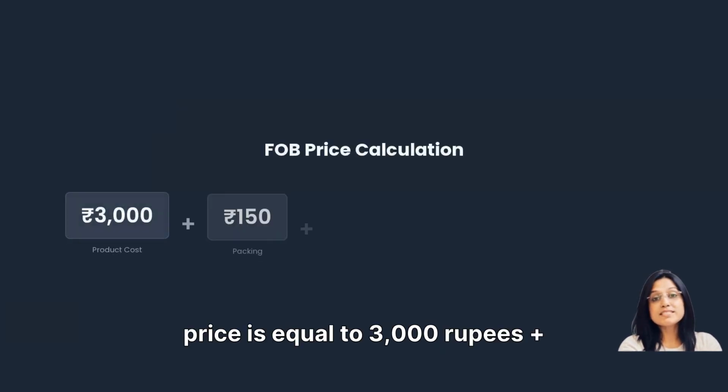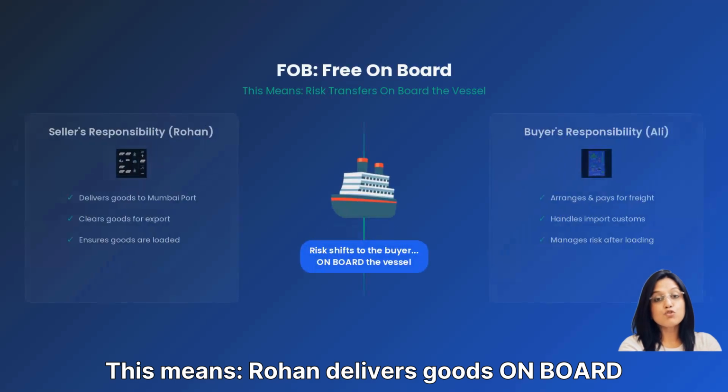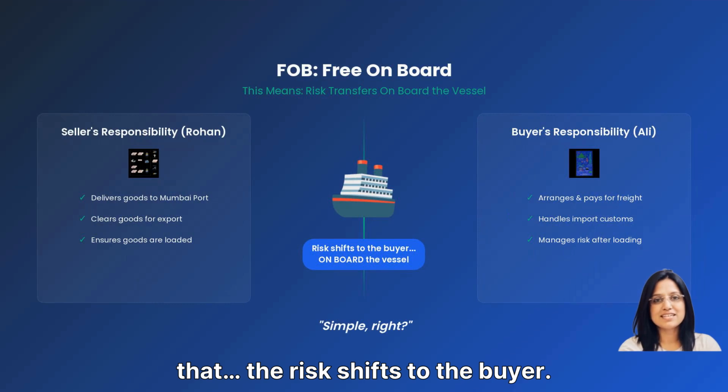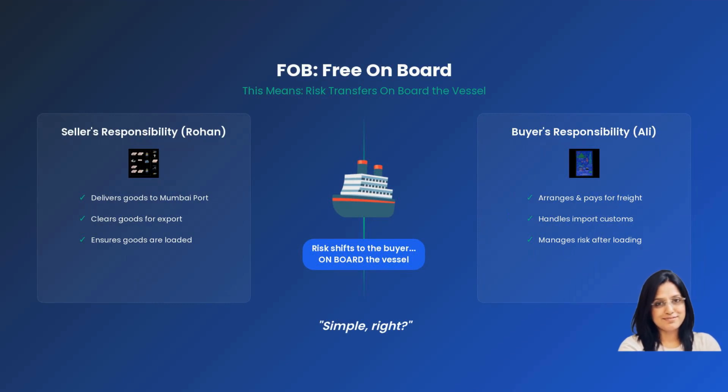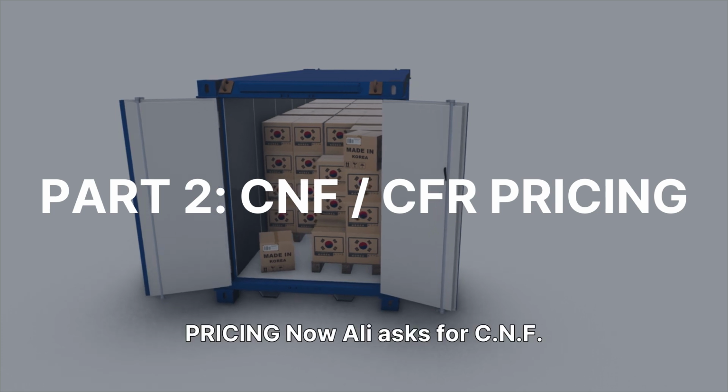So your FOB price is equal to 3,000 rupees plus 150 plus 50 plus 100, that is 3,300 rupees per unit. This means Rohan delivers goods on board the vessel at Mumbai port, and after that, the risk shifts to the buyer. Simple, right?